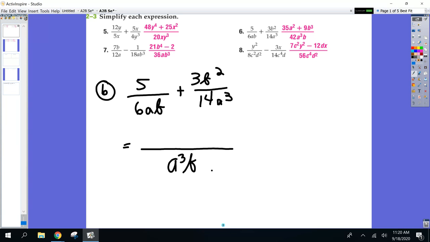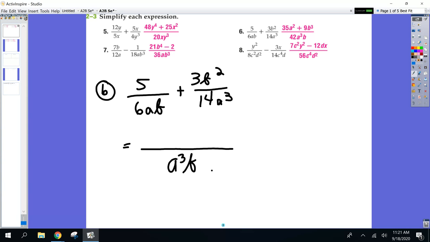I have 6 and 14. You want to find the smallest number that both go into. I'm going to show you a little trick because I know it's tough when the numbers get bigger and bigger. What's the bigger of the two numbers? 14, right? So I start with that. Does 6 go into 14? No. Now I start going multiples of 14.